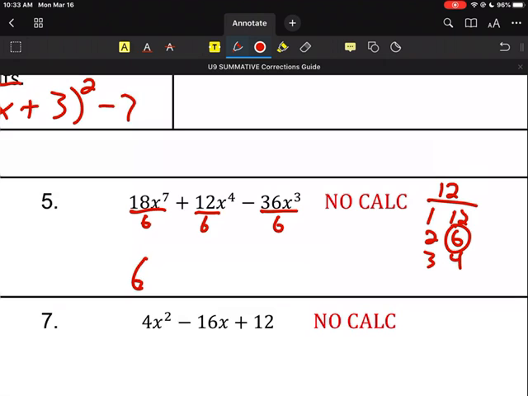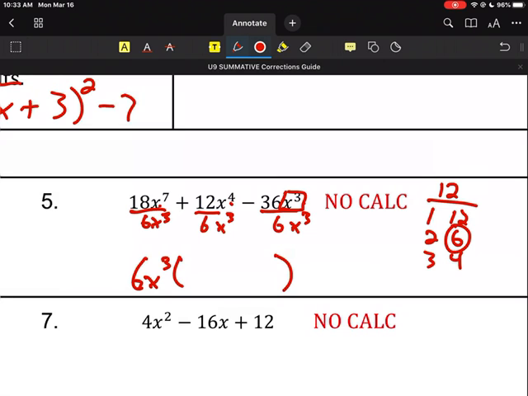Remember, that comes out in front of the parentheses. And then you look at the exponents. x to the 7th, x to the 4th, x to the 3rd. How many do they all at least have? They all have 3. So I can take out x to the 3rd, and that goes out in front as well.